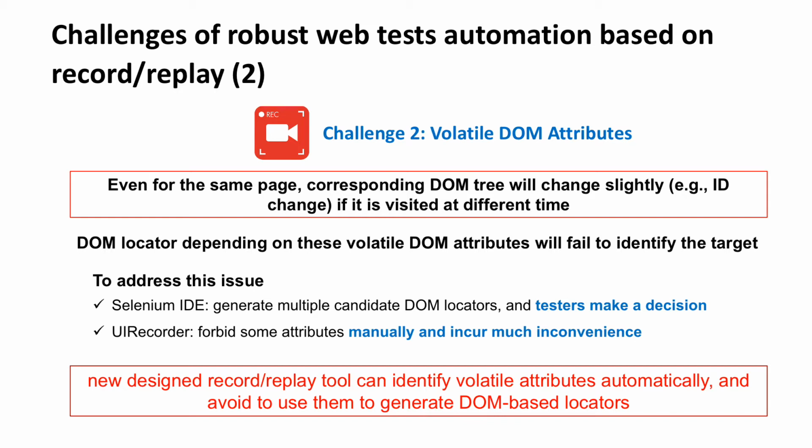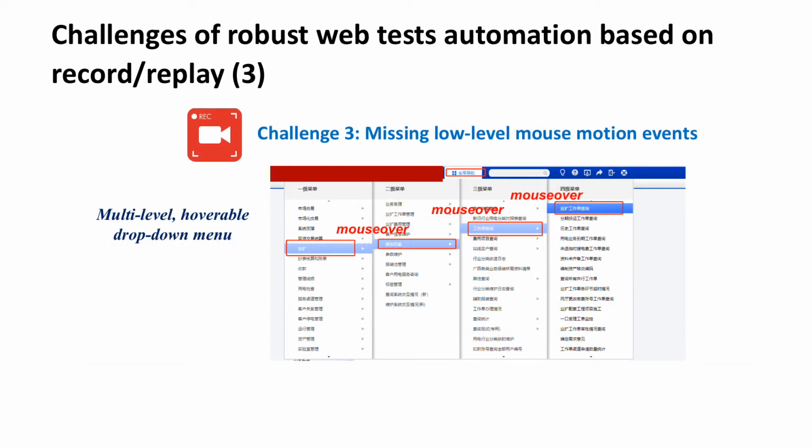Existing tools depend on the tester to filter the volatile DOM attributes, which can incur much inconvenience. A newly designed record-replay tool should identify volatile attributes automatically and avoid using them to generate DOM-based locators. The third challenge is missing low-level mouse motion events in the recording phase.